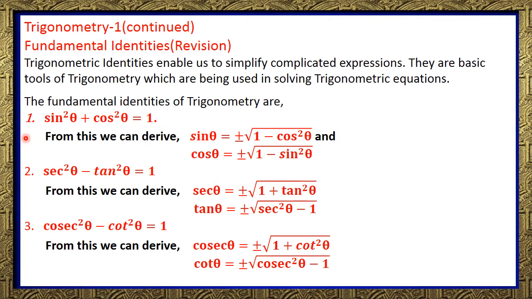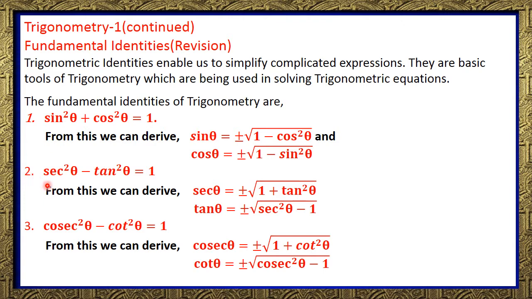And you have already learned about these trigonometric identities in your smaller classes. First one, sin square theta plus cos square theta is equal to 1. And from this equation we can derive sin theta is equal to plus or minus root of 1 minus cos square theta, and cos theta can be written as plus or minus root of 1 minus sin square theta.